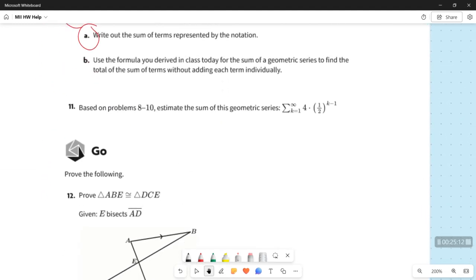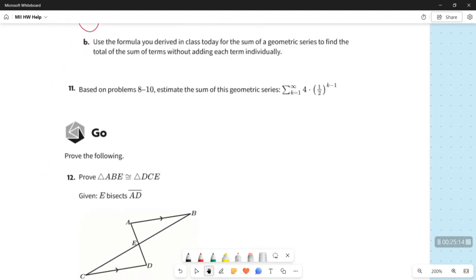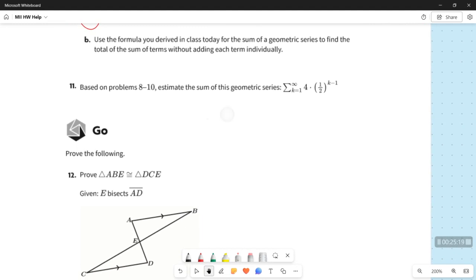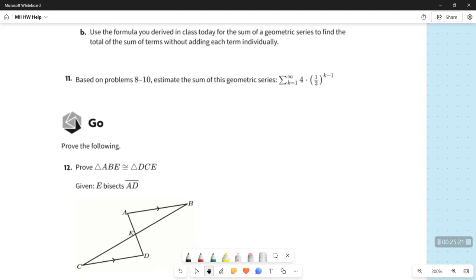Part B. Once again, use the formula you derived in class today for the sum of a geometric series to find the total of the sum of terms without adding each term individually.